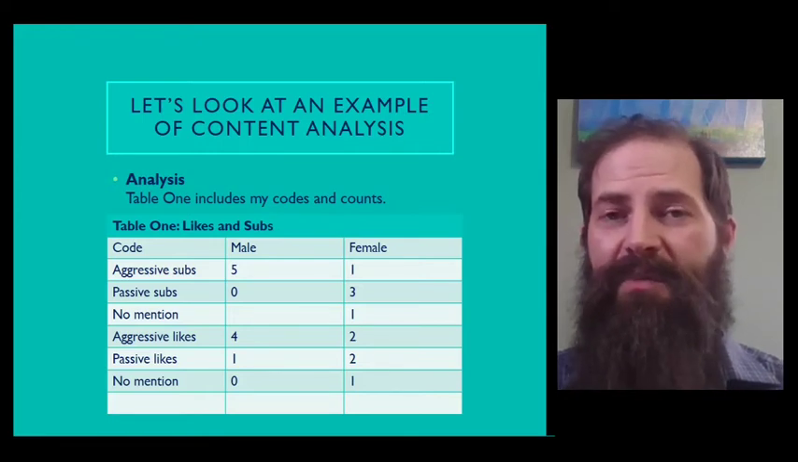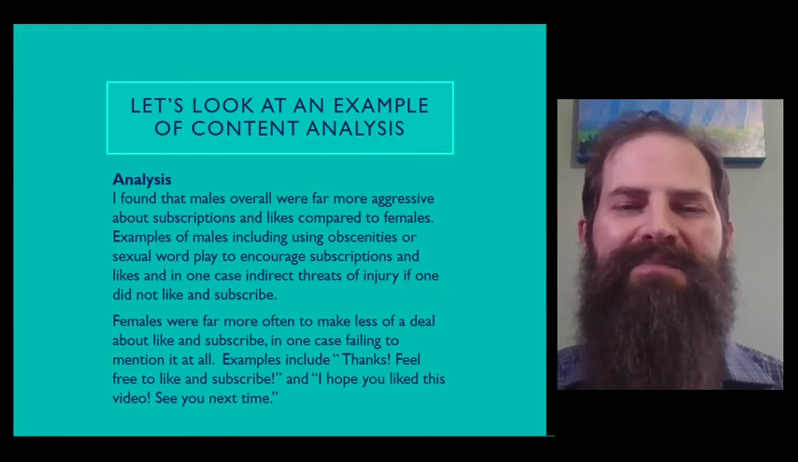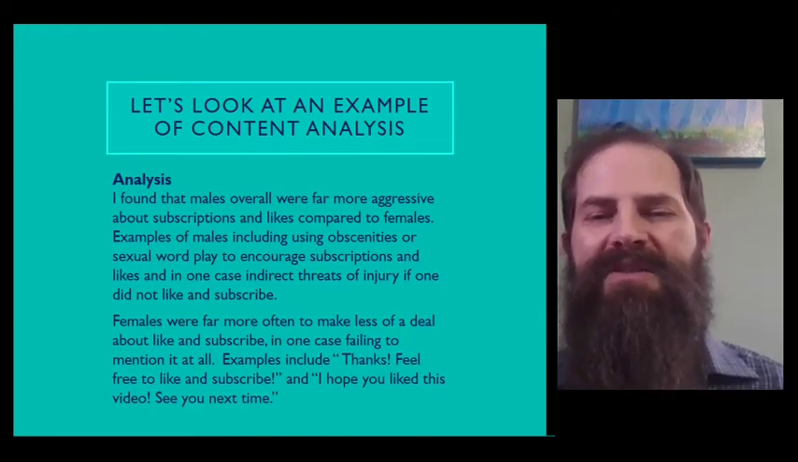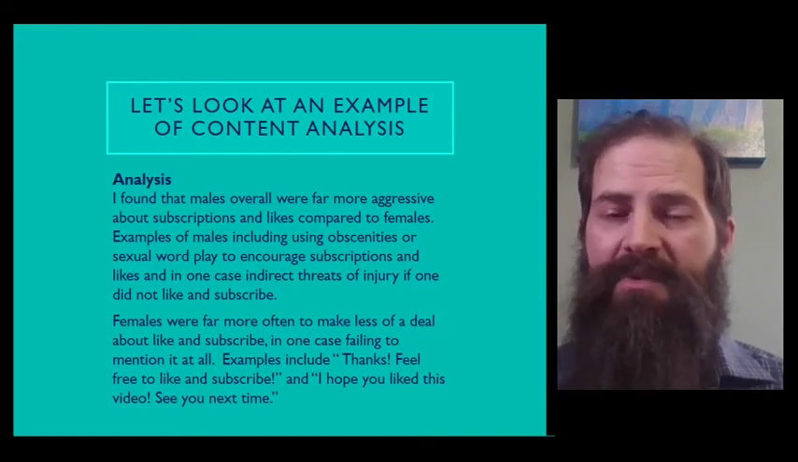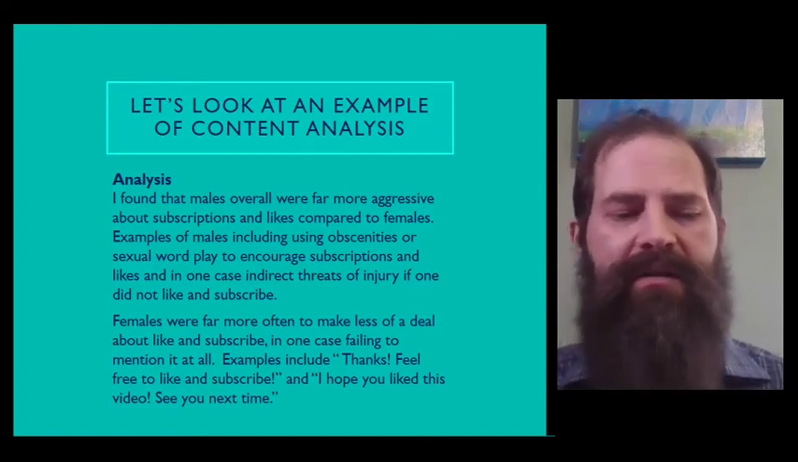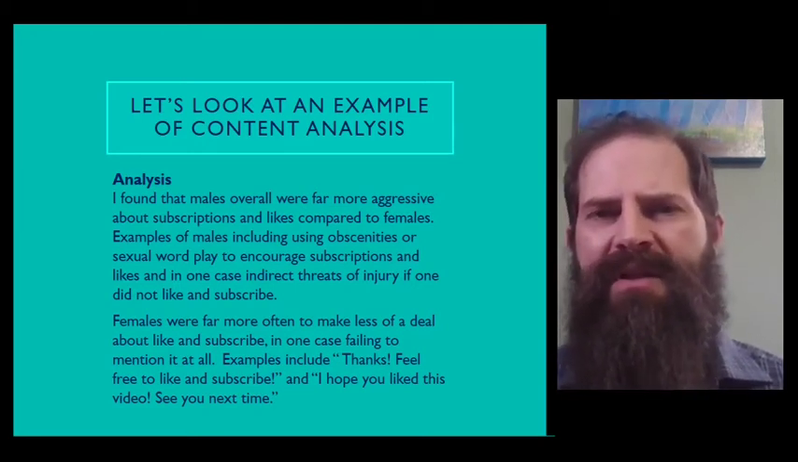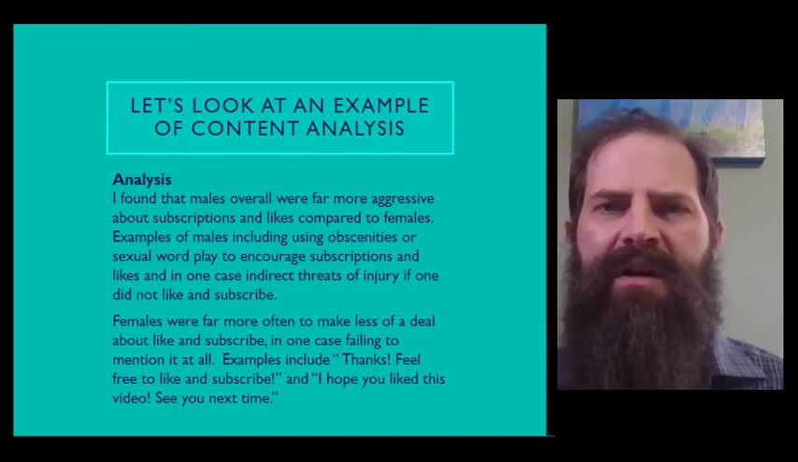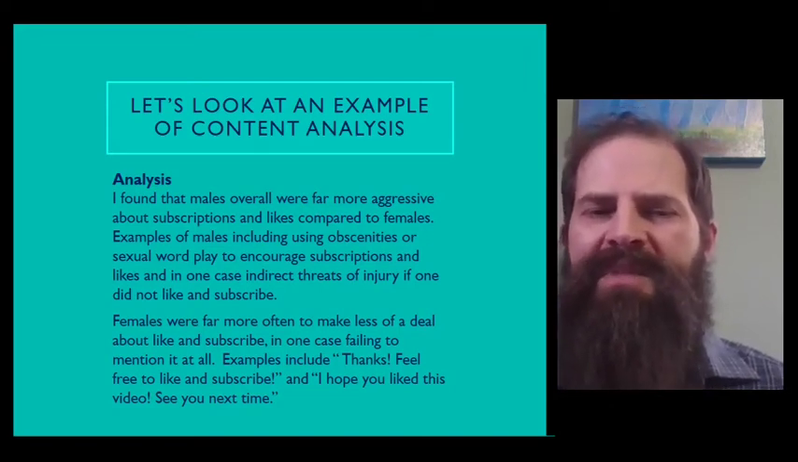So we already have some really cool quantitative data where I've gone through and quantified my codes. Now, when I do the analysis, this is where I can talk about my tables, which is where my tables will fall, and then I can talk more about maybe some quotes that I pulled out. I want to start, though, with my overall findings. My hypothesis was that males would be more aggressive about pursuing likes and subscriptions, and here we seem to have some examples of that.